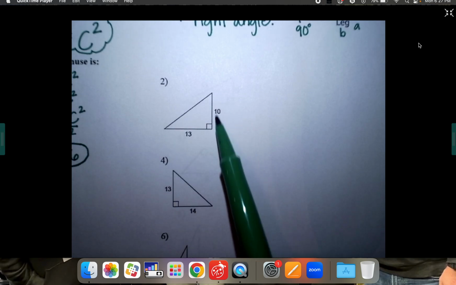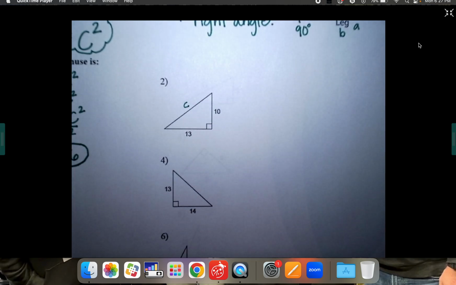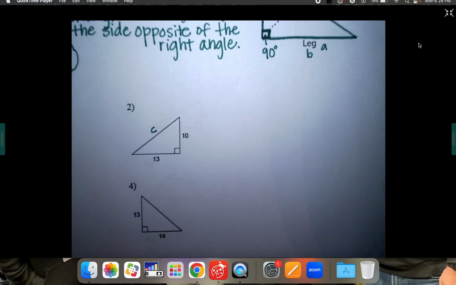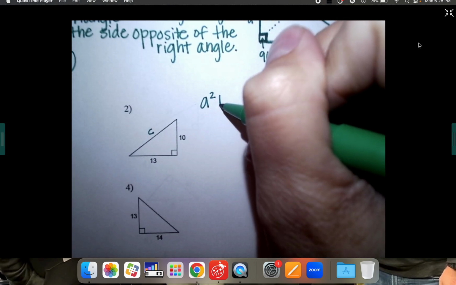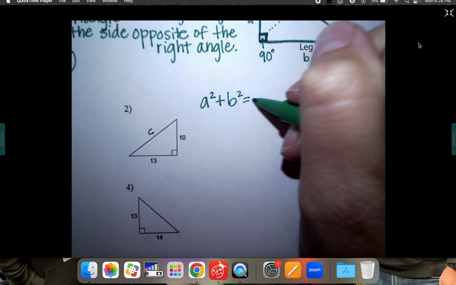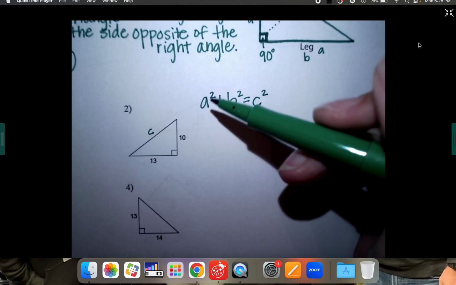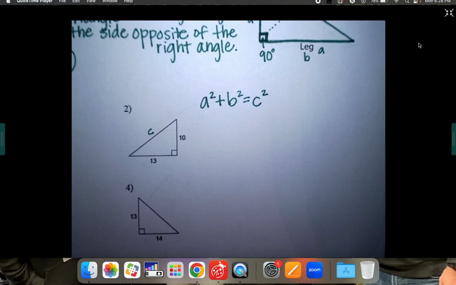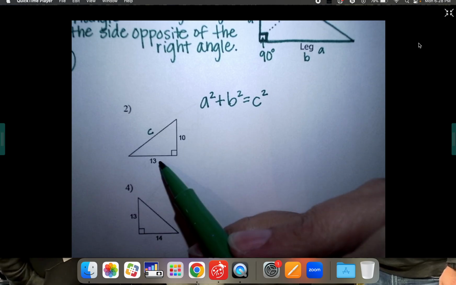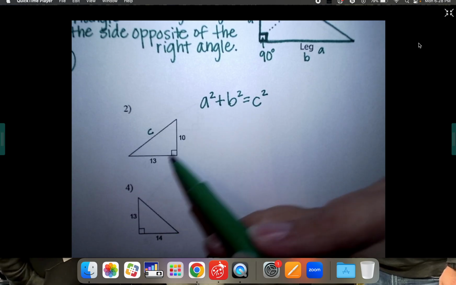We have the two legs. We're trying to find the missing hypotenuse. So let's try it in number 2. You don't always have to write a squared plus b squared equals c squared either. Once you get the hang of knowing the formula, you can just fill it in. So a and b are interchangeable. You can use it for a or b, it doesn't matter.